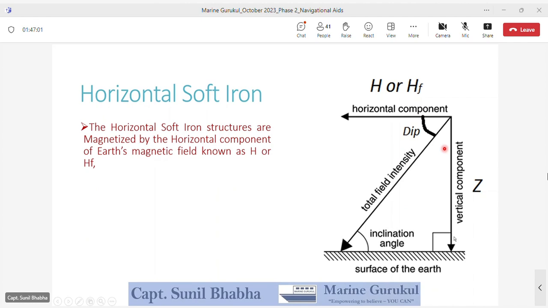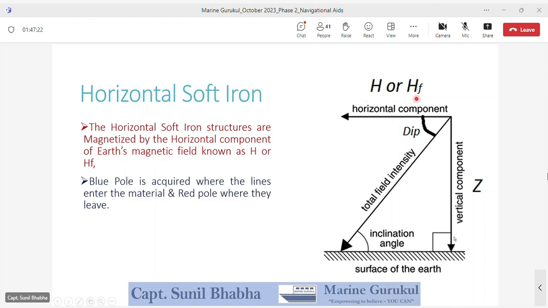Now, why have we divided them into components? So that we can understand the effect of Earth's magnetism easily on the ship structure and on the compass. Now, obviously, if you have a horizontal soft iron structure on board, it will be magnetized by the horizontal component of the Earth's magnetic field, that is H or HF. Now, how is it affected? A blue pole is acquired where the lines of force enter the material, and a red pole is acquired where they leave the material.